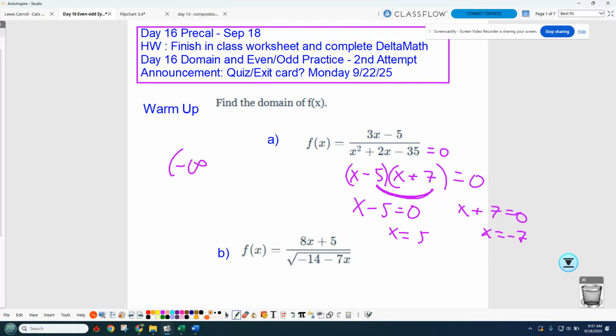So everything except, which way do I put those numbers in? Do I do 5 first and then -7? Lower number first. Got to kick out the -7, then -7, 5, and then 5 to infinity. So the domain is everything but those two numbers. I need you to be able to write it in interval notation.